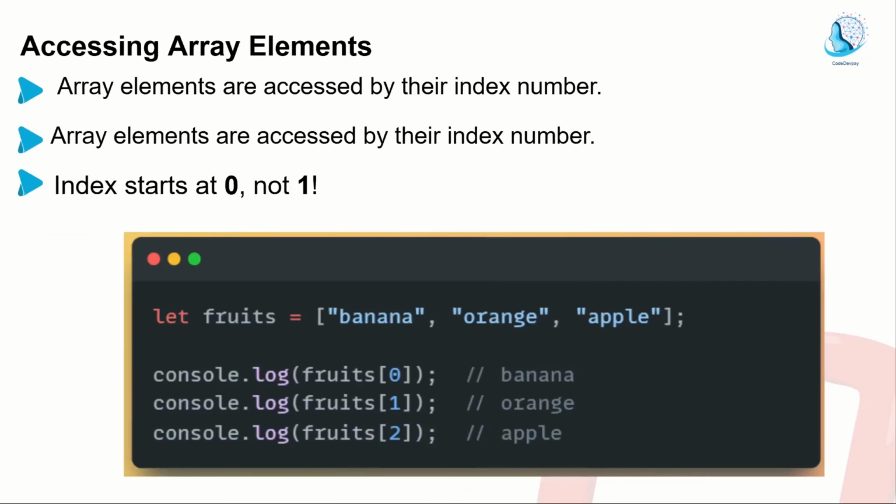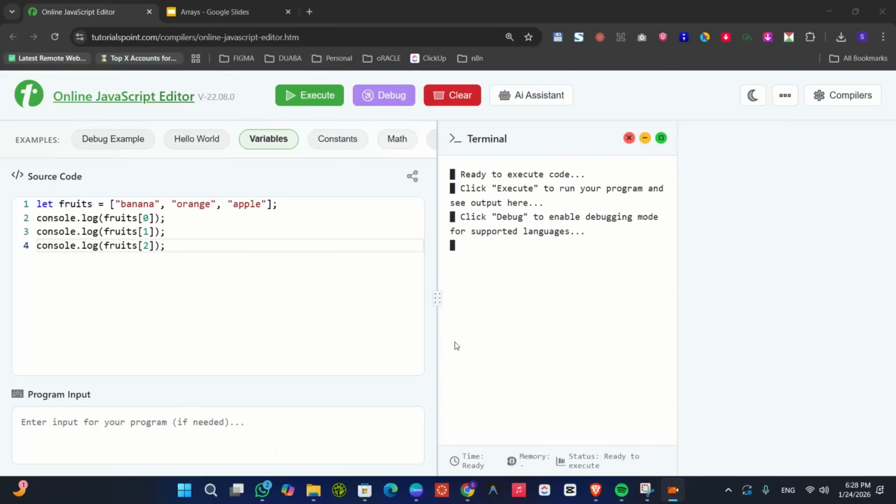Now, how do we access the items in an array? So as I talked about, the items in arrays are having their special position number. So this starts from 0. So let's look at an example. In this example, we have created an array called fruits, which is having the items banana, orange, and apple. So how do we access the items in the array?